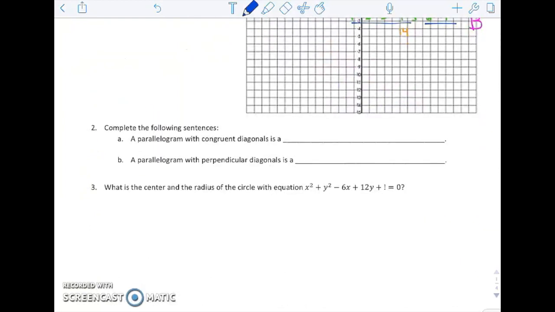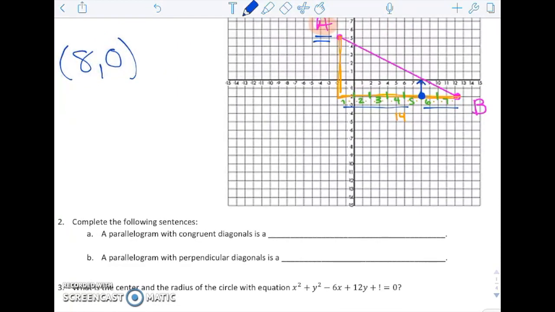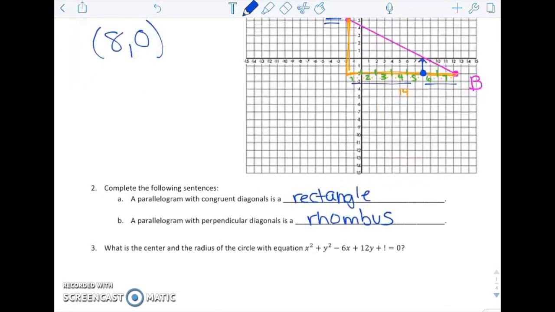All right, next question. This is really a memorization fact. A parallelogram with congruent diagonals is a rectangle, and a parallelogram with perpendicular diagonals is a rhombus. Every single year, 1, maybe 2 multiple choice questions ask those exact properties. As long as you know that, bam, that's 2 easy questions to get right.